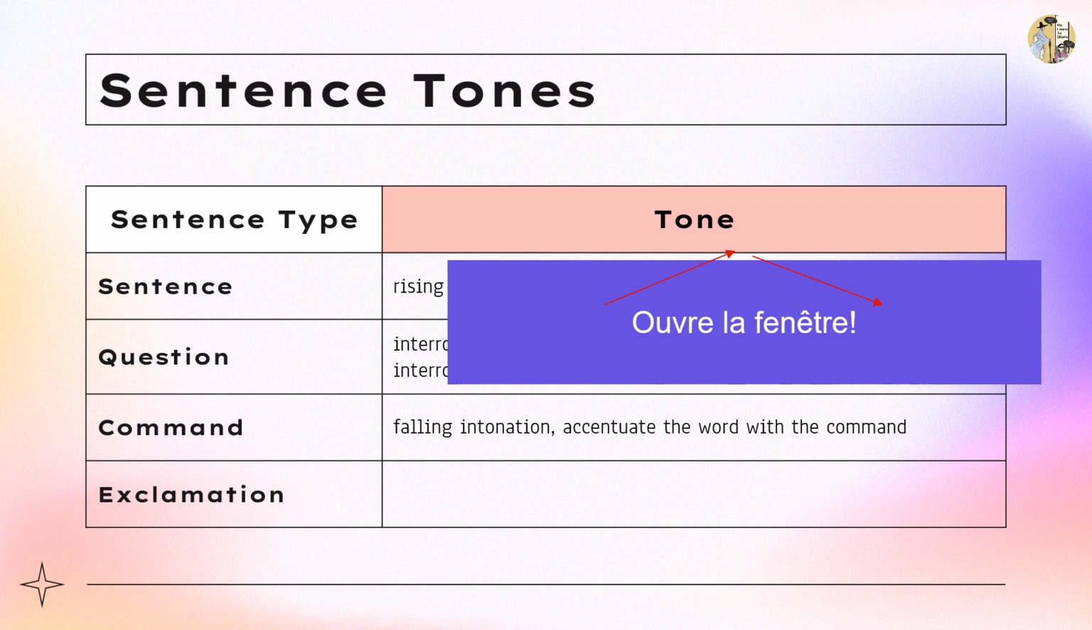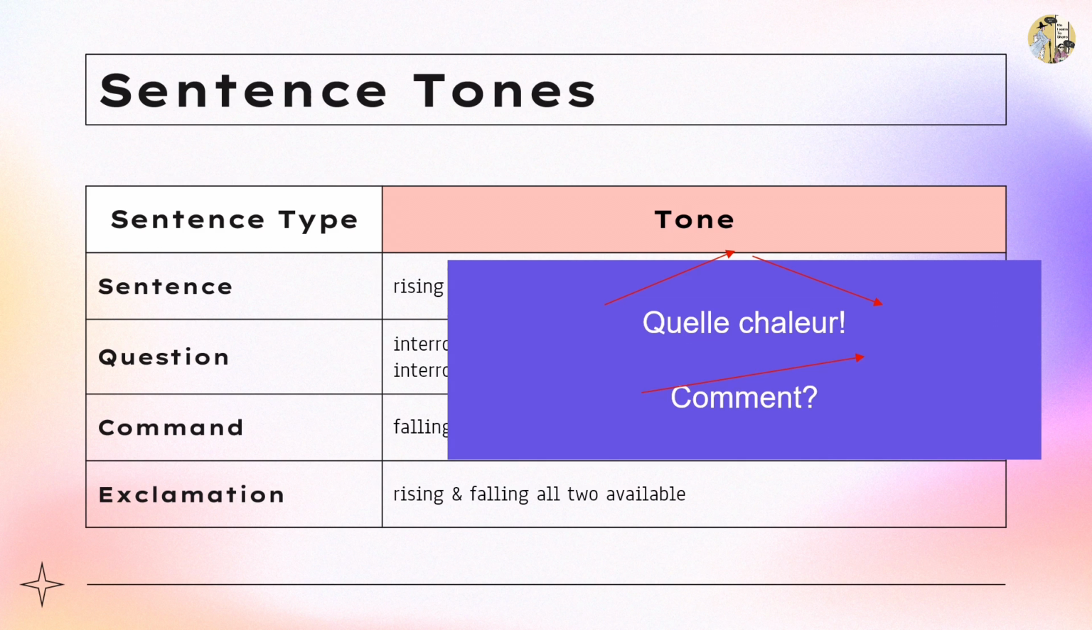Third, when you're commanding someone to do something, you should use a falling intonation to accentuate the word with a command. Ouvre la fenêtre. This means to open the window. And I should accentuate the word ouvre because it contains the word open. So I should accentuate that word and end with a falling intonation.